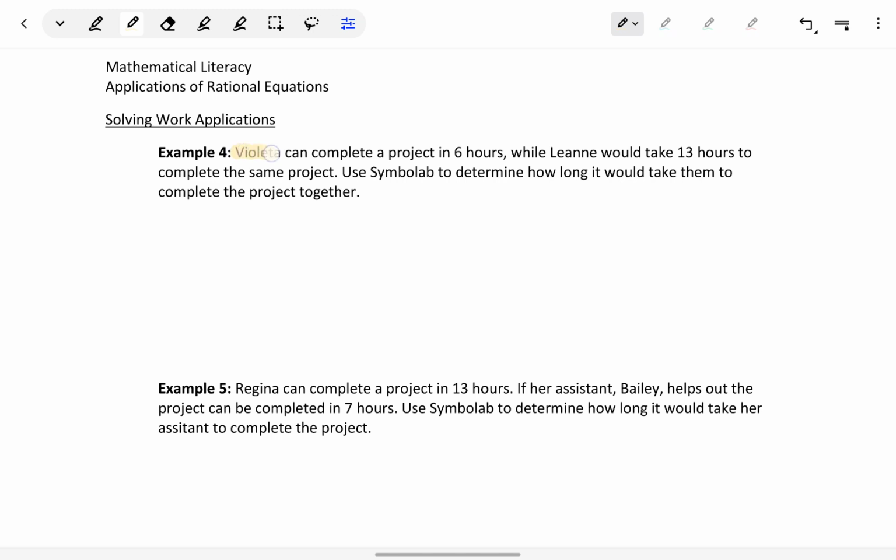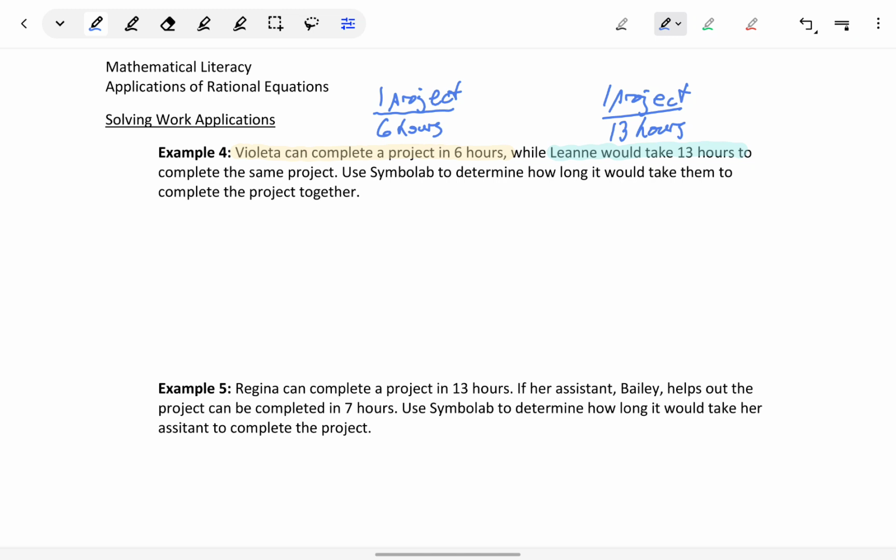So we want to take this information a piece at a time. We're told that Violetta can complete the project in 6 hours. If we set this up as a proportion, that means for her, one project takes 6 hours, or she can complete one project per 6 hours, while Leanne would take 13 hours. So for Leanne, we would have one project equals 13 hours.